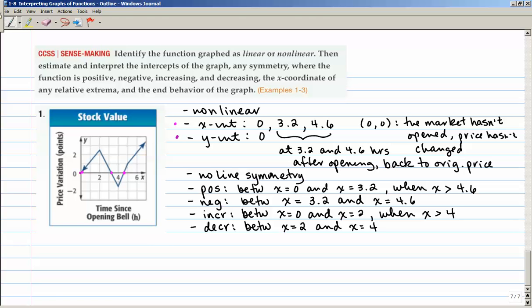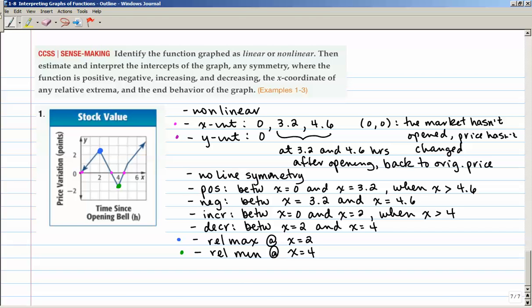And then do we have the x-coordinates of any extrema? Right here, I'll go ahead and mark these in color. Right here, we have a relative max, and right here, we have a relative min. Okay, so I have a relative max at, they want the x-coordinate of that, at x equals 2. And then down here at the green point, I have a relative minimum at x equals 4.